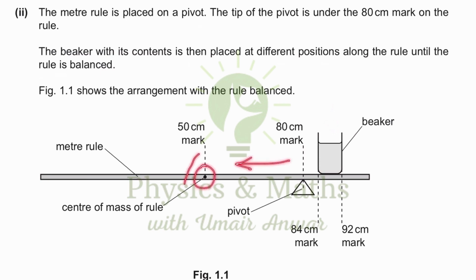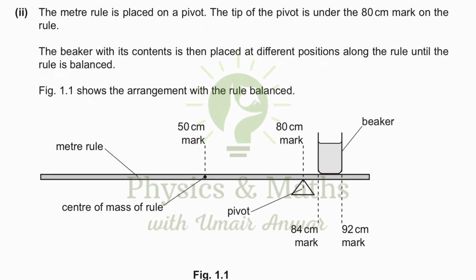the mass would be acting in such a way that it would be trying to rotate the rule in the anti-clockwise manner, and this beaker is now providing a clockwise moment such that both moments are balanced and the rule remains in its position, so it is balanced. Figure 1.1 shows the arrangement with the rule balanced. So now the rule is balanced.